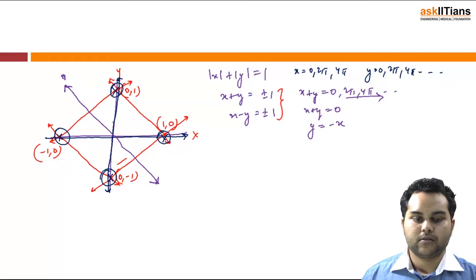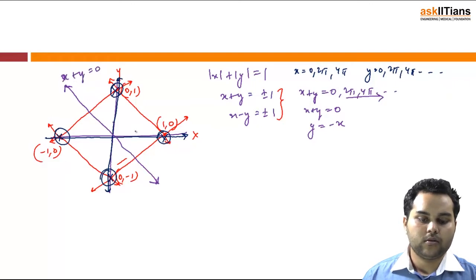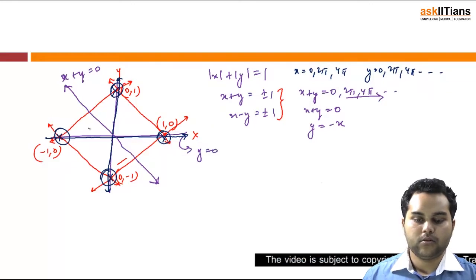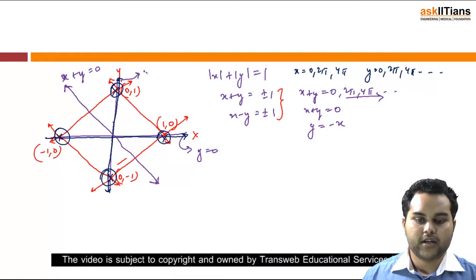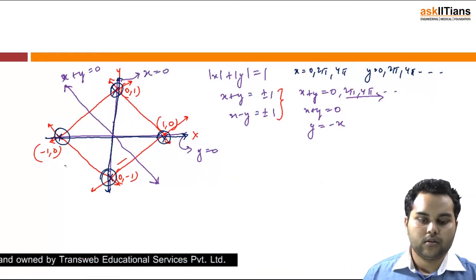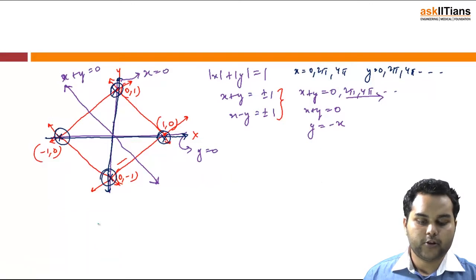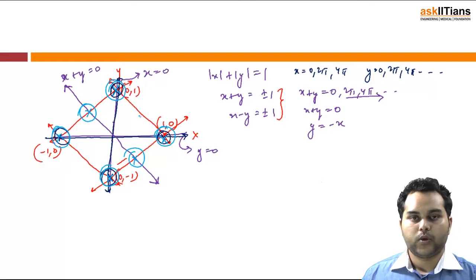So that is x plus y is equal to 0, and this line is y is equal to 0, this line being x is equal to 0. So now I have the points of intersection. I will be marking them. Now marking the points of intersection, so that is first, second, third, fourth, fifth and sixth.